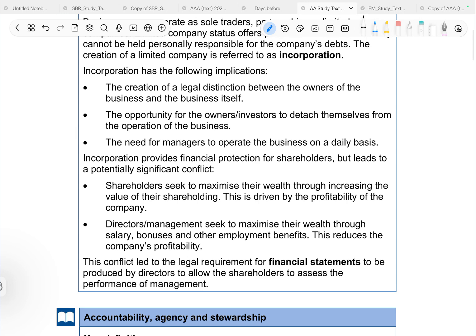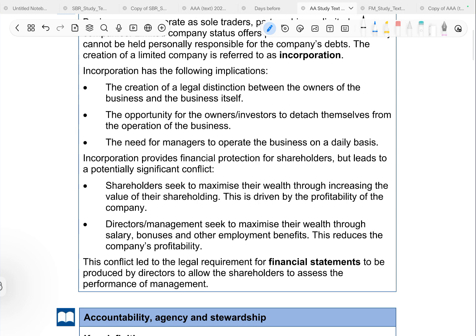Even though incorporation protects shareholders financially, it can also create conflicts of interest. Let's understand this. Shareholders want one thing: to maximize their wealth. They want the company to generate high profits so the value of their shares increases. But directors may have different motivations. Directors may want to maximize their own wealth through higher salaries, bonuses, or perks and benefits. And sometimes these benefits reduce the company's profitability. So the goals of shareholders and directors may not always align.